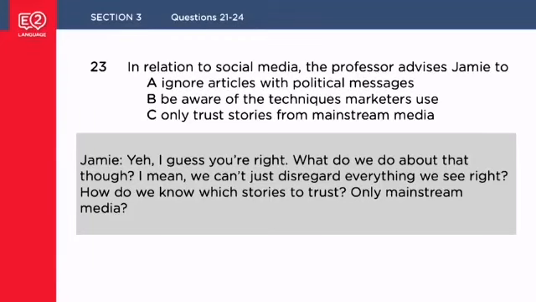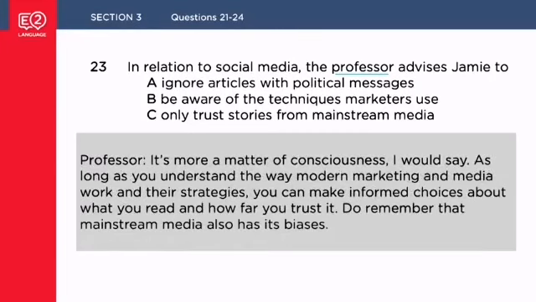Only mainstream media. So I'm hearing vocabulary here from A, B, C, but remember that the question is asking me about the professor. What does the professor advise? So all this stuff from Jamie is actually irrelevant. The professor: it's more a matter of consciousness, I would say. As long as you understand the way modern marketing and media work and their strategies, you can make informed choices about what you read and how far you trust it. Do remember that mainstream media also has its biases.